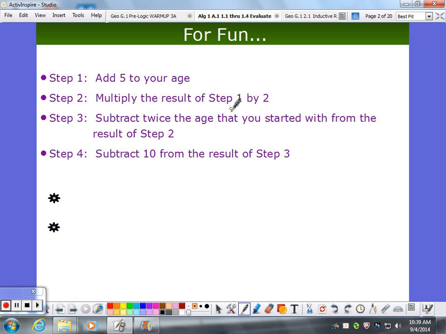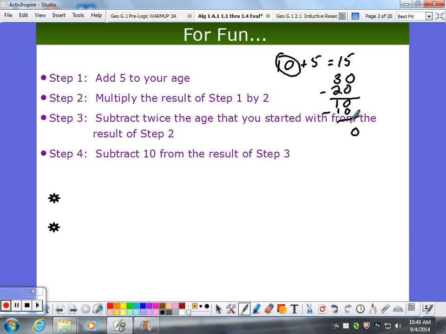You need to review the steps here. You took your age. Say I'm 10. Add 5, right? You got 15. Multiply that by 2, 15 times 2. Subtract twice the age you started with. I started with 10. Twice 10 is 20, right? And then I subtract that. Oh, I'm getting something weird here. I'm getting 0, but what did you guys get?